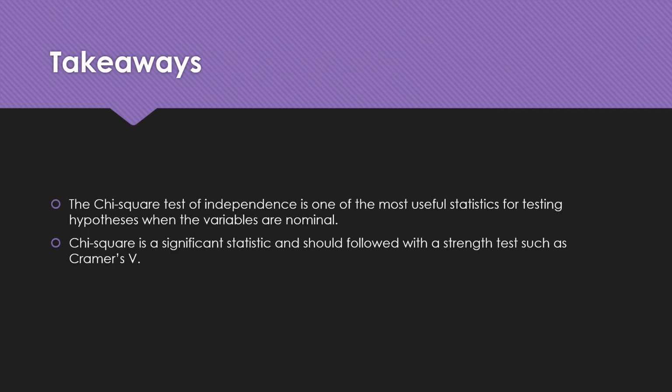Some key takeaways. The chi-square test of independence is one of the most useful statistics for testing hypotheses when the variables are nominal. The chi-square test is a significant statistic and should be followed with a strength test such as a Kramer's V.